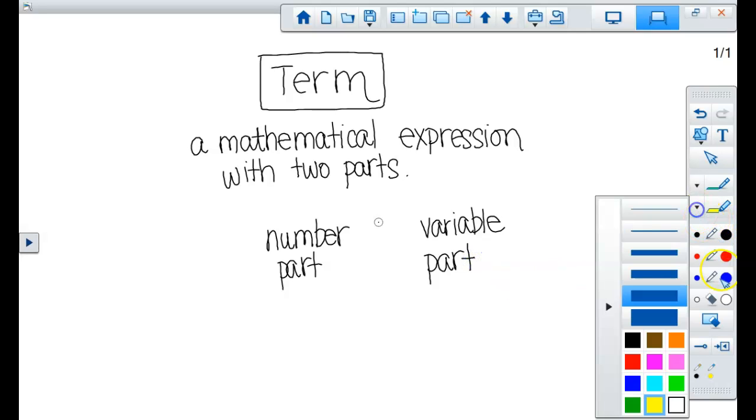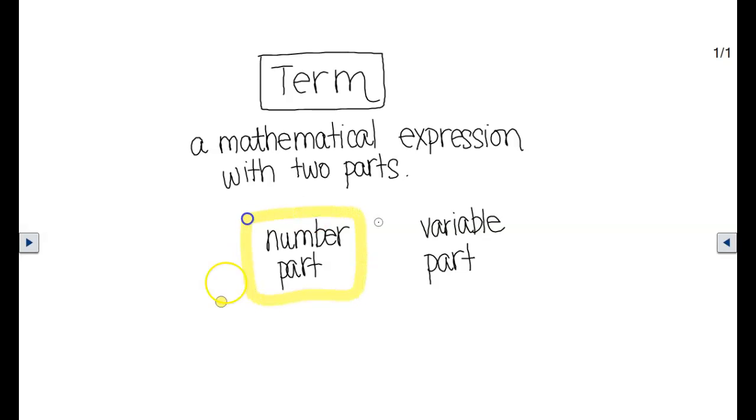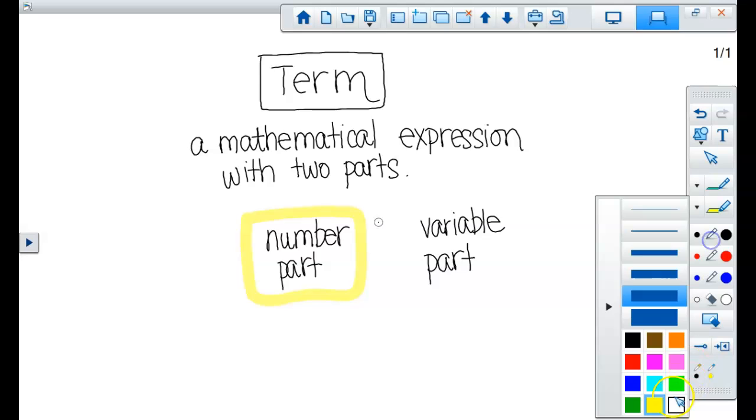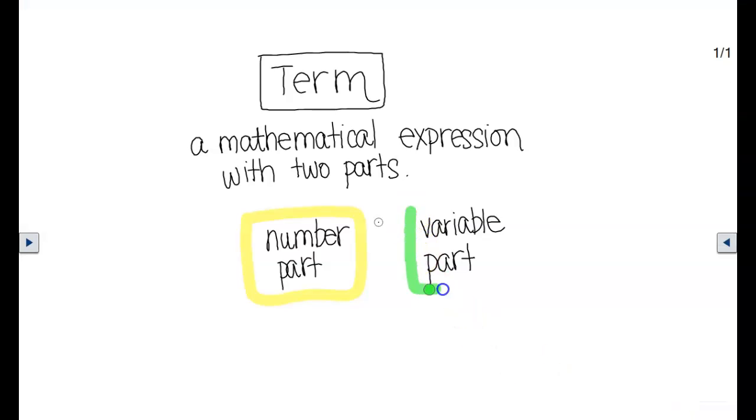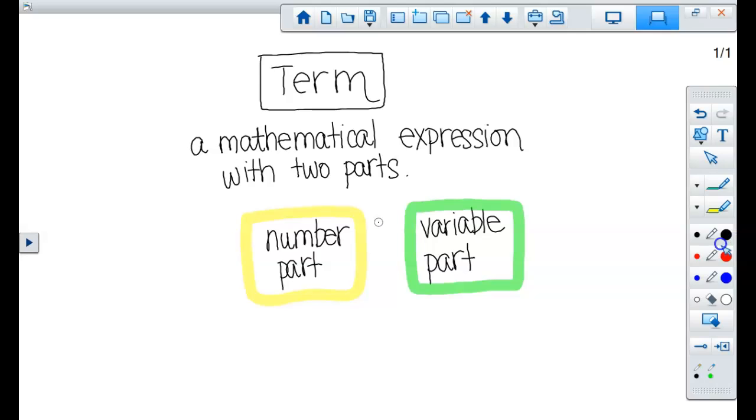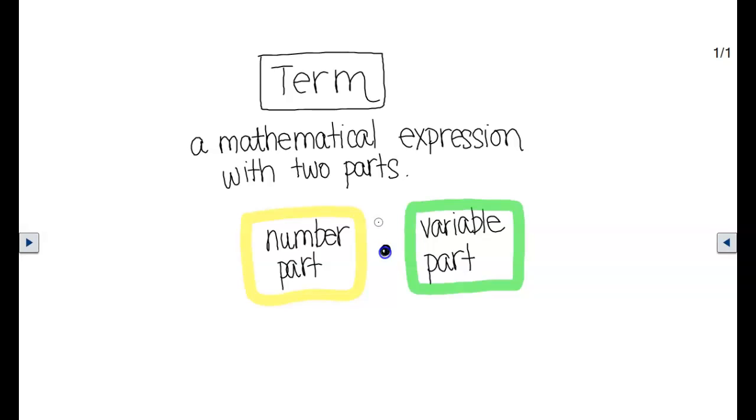So when we look at terms in math, we will always be able to identify these two things. The term will have a number part. The term will have a variable part. And then this next part is really, really important. That number part of the term and that variable part of the term will always be multiplied together. So when we talk about a term in math, it's a mathematical expression with two parts. There will be a number part times a variable part. The two parts of that term will always be multiplied together.